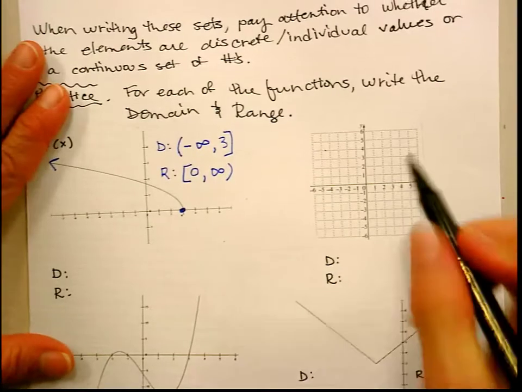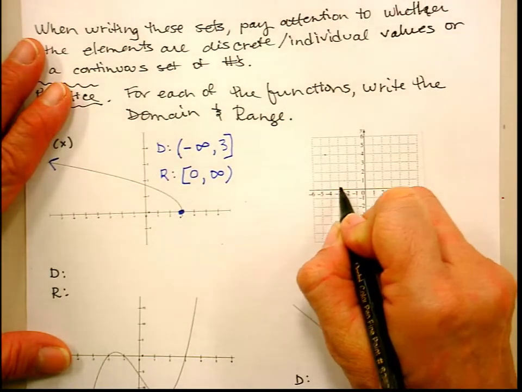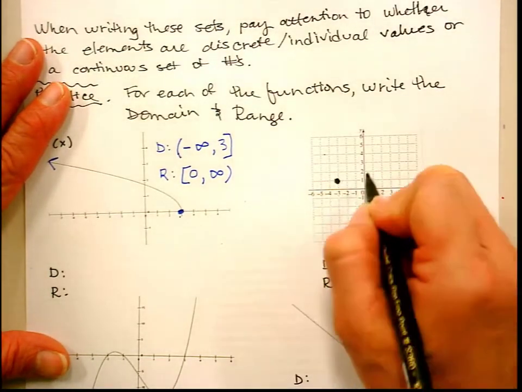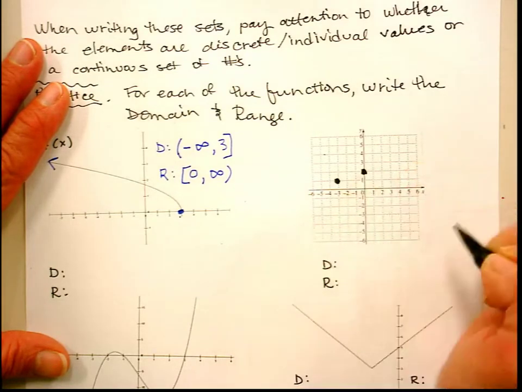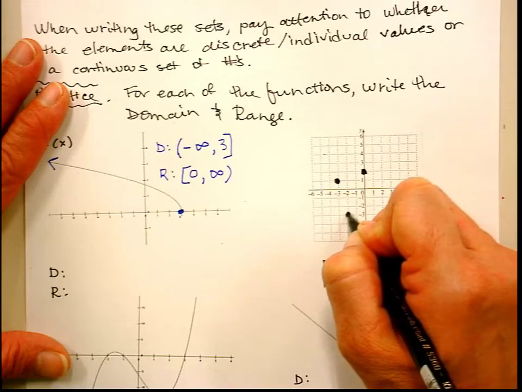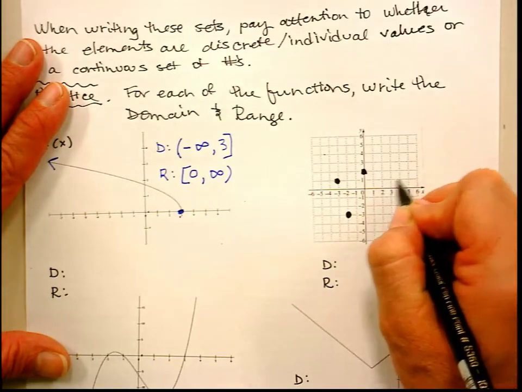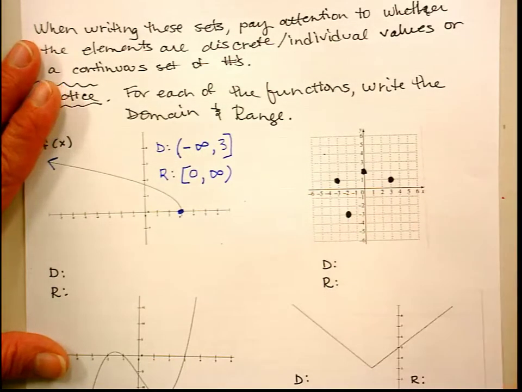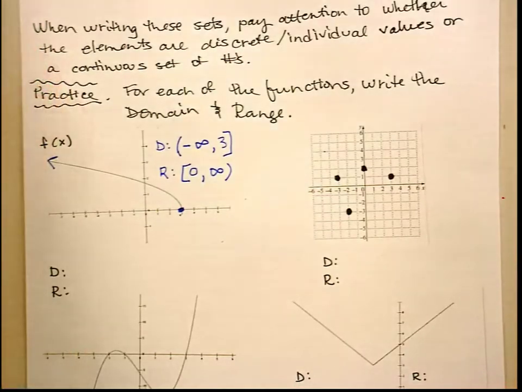Where shall we put them? How about -3, 1? How about 0, 2? How about -2, -3, and 3, 1? Okay. So I have 4 dots on there if you want to pause and get yours transferred over. I didn't get a chance to do that before I printed.